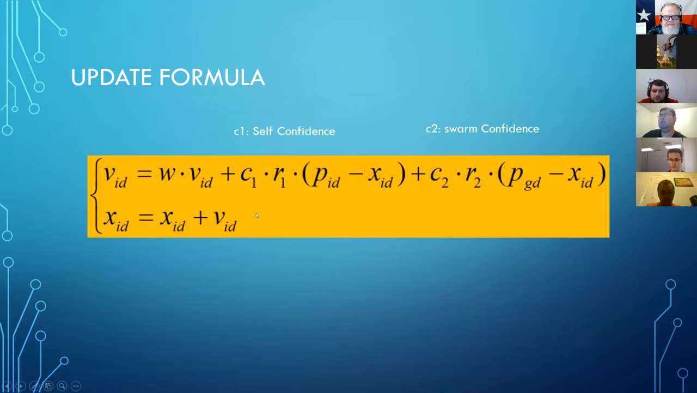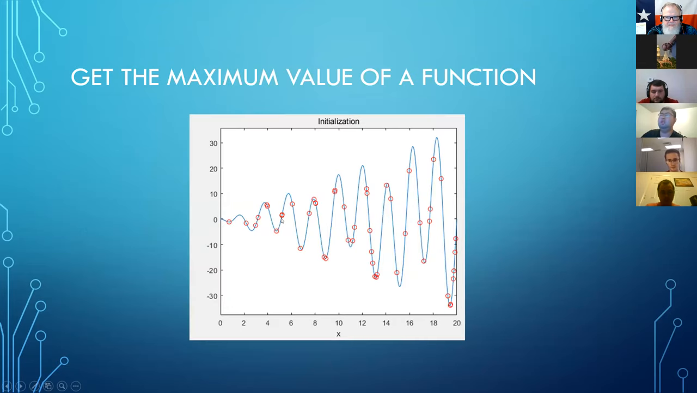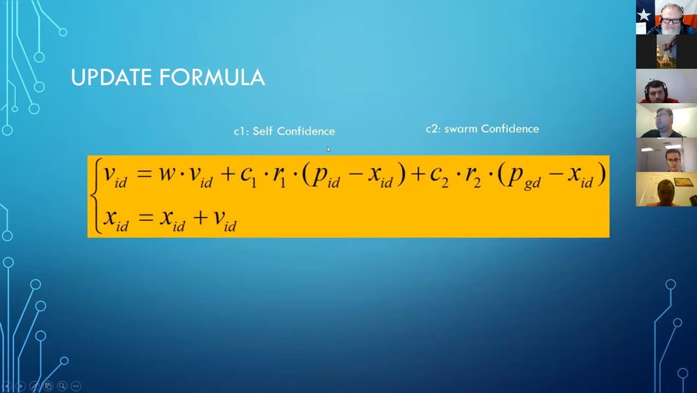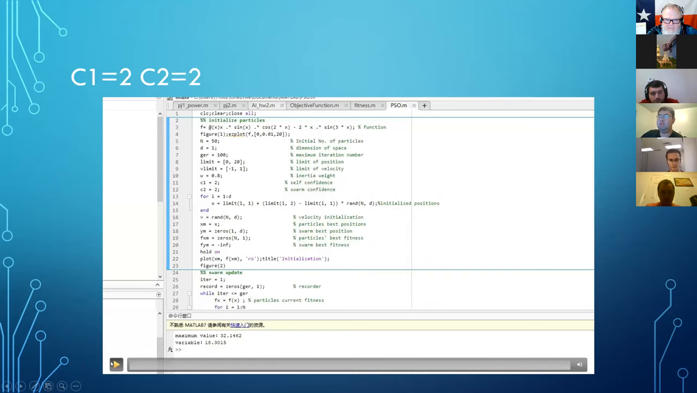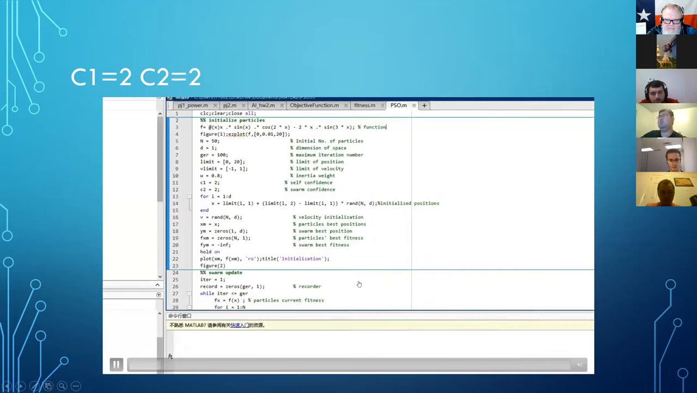And this is the update formula. I use this update formula for the code. First step, this is the initialization. I have 50 particles, and I use a one-dimensional function to do this. And my goal is to find the maximum value of this function. This is when I set the self-confidence and the swarm confidence both to two. So this is how it works.